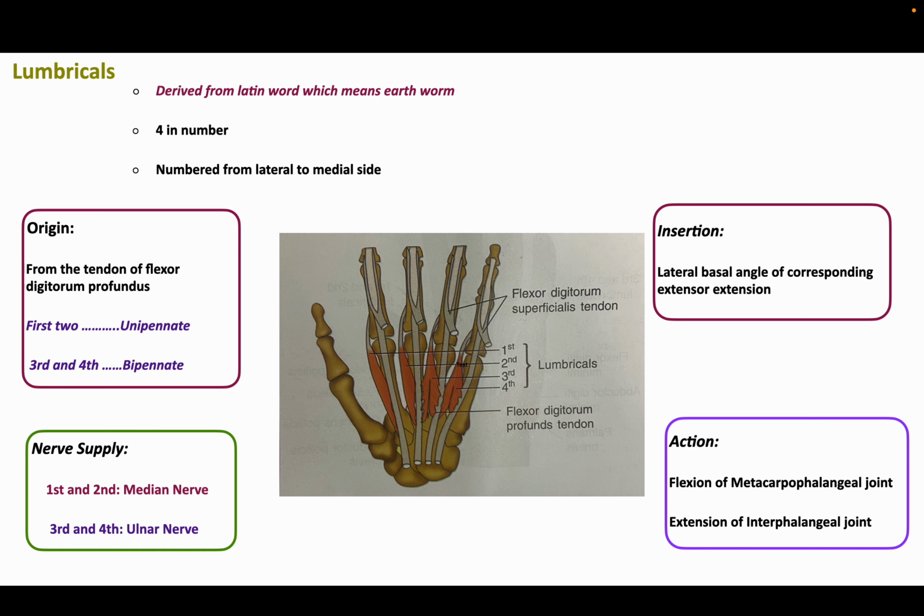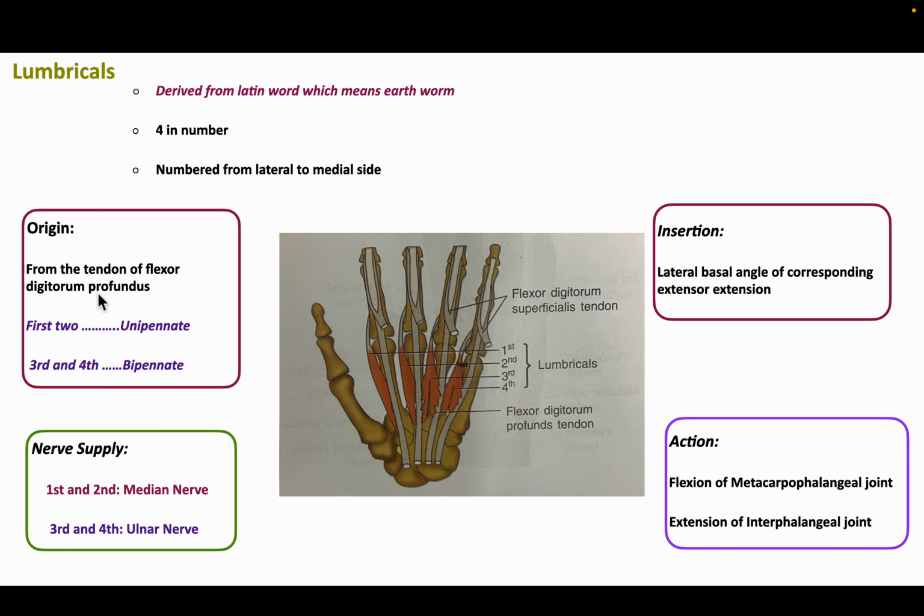Coming to the next set of small muscles present in the hand, the lumbricals. This word is derived from the Latin word which means earthworm. These are 4 in number, numbered from the lateral to the medial side. So this is the first, this is the second, third, and fourth.